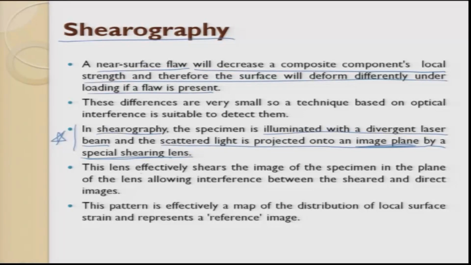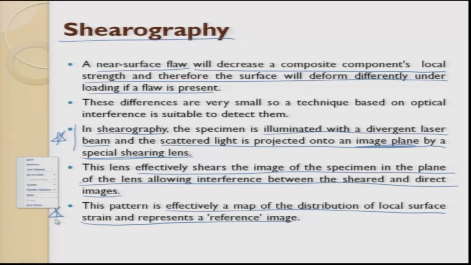The lens effectively shears the image of the specimen in the plane of the lens, allowing interference between the sheared and the direct image. The pattern is effectively a map of the distribution of the local surface strains, represented against a reference image. This is an important point.